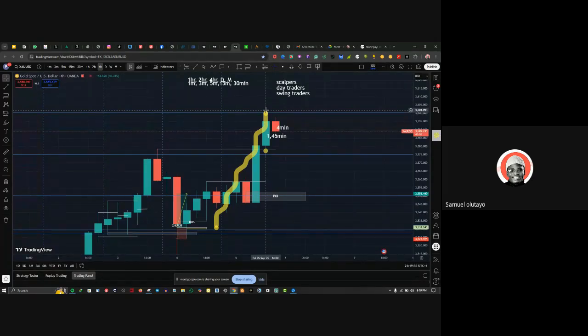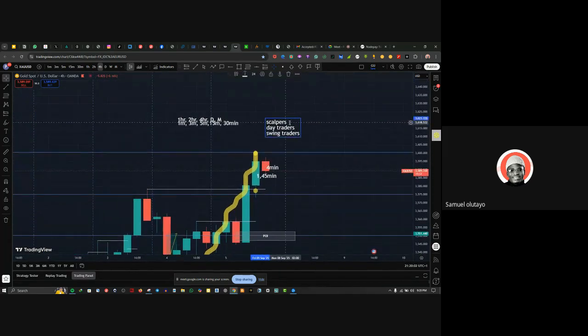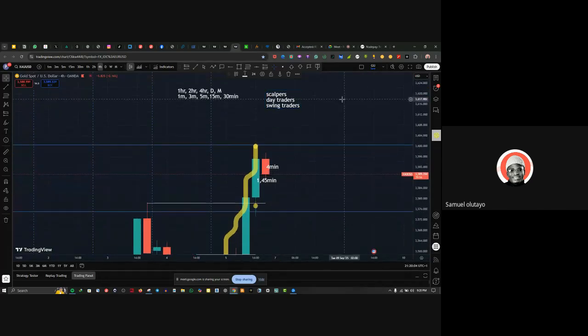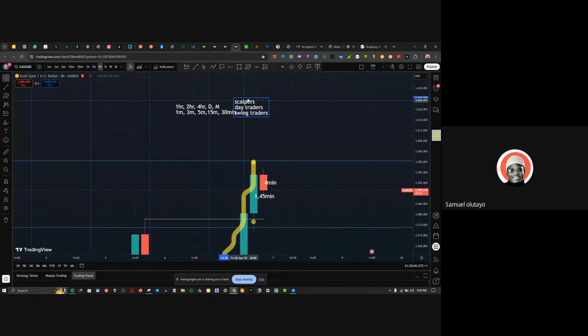So, like I said, it depends on the kind of person that is trading the market. There's no preference, there's no hierarchy, there's no one that is better than the other, right? There are scalpers that are making massive profits in the market. There are day traders that are making a lot of money from the market. And there are swing traders that are making billions of dollars from the same market. Are we together?